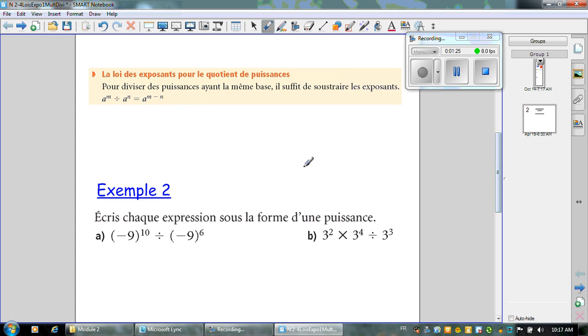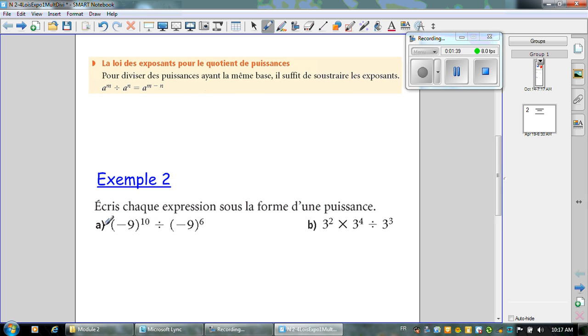Here's the second law. If you have the same base and they're being divided, you can subtract the exponents. So that's the second law. Here, we're going to apply the same reasoning. I do have the same base, negative 9. Negative 9 is my base. So same base, I'm going to write my base again, negative 9, and I'm just going to subtract my exponents. So 10 minus 6. My base remains the same, 4. So that's my answer: negative 9 to the power of 4. And I leave my answer in form of a power.